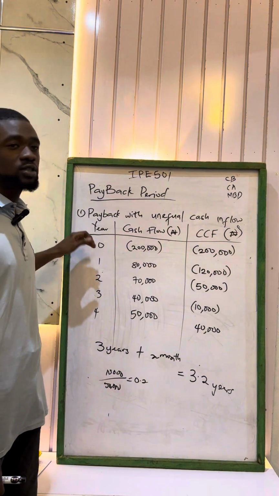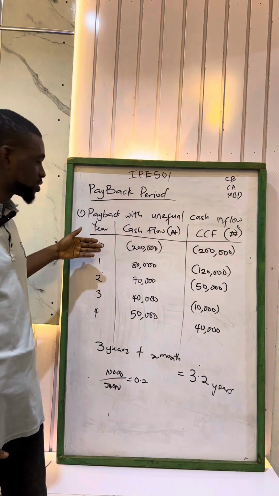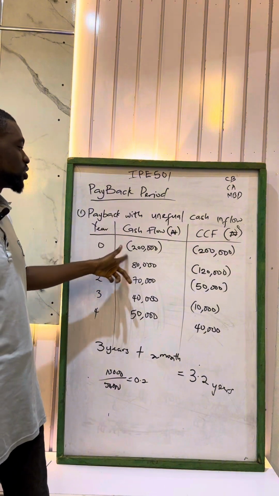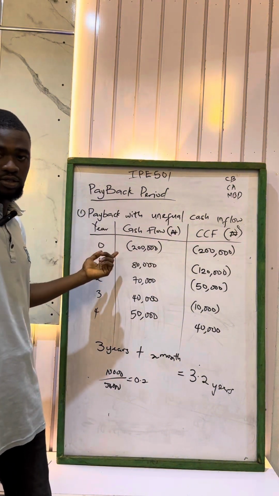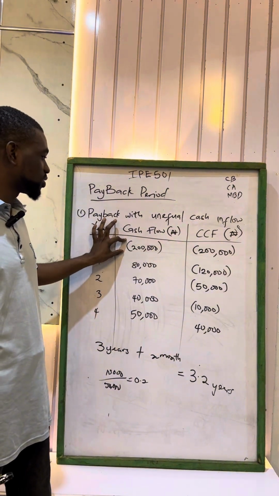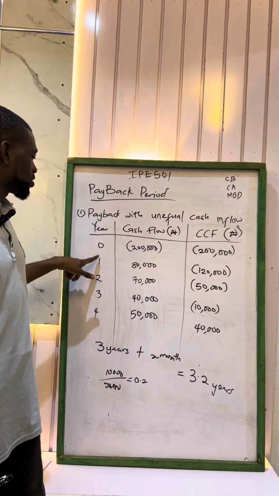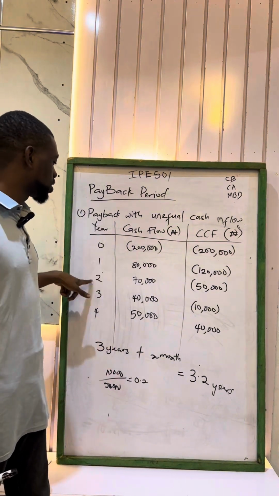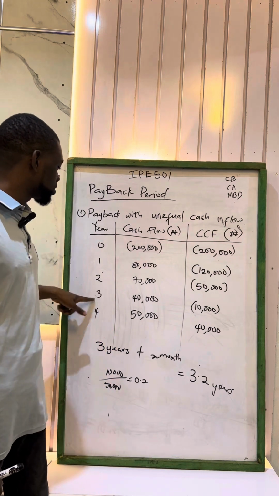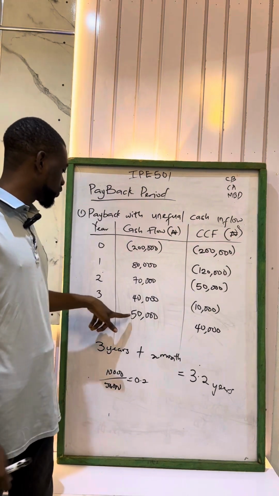For the payback period with unequal cash flow, these are the number of years. This year zero indicates the year where you started the project, that is how much you are investing into the project. So this bracket is showing that it's on the deficit, that is a negative sign. And this is year one, you made a profit of 80,000. Year two, you made a profit of 70. Year three, you made a profit of 40. Year four, you made a profit of 50.